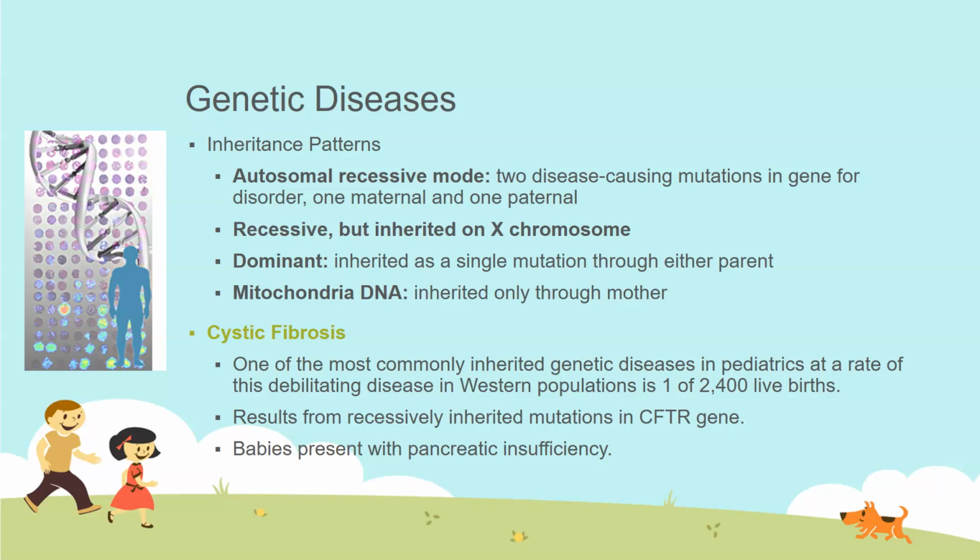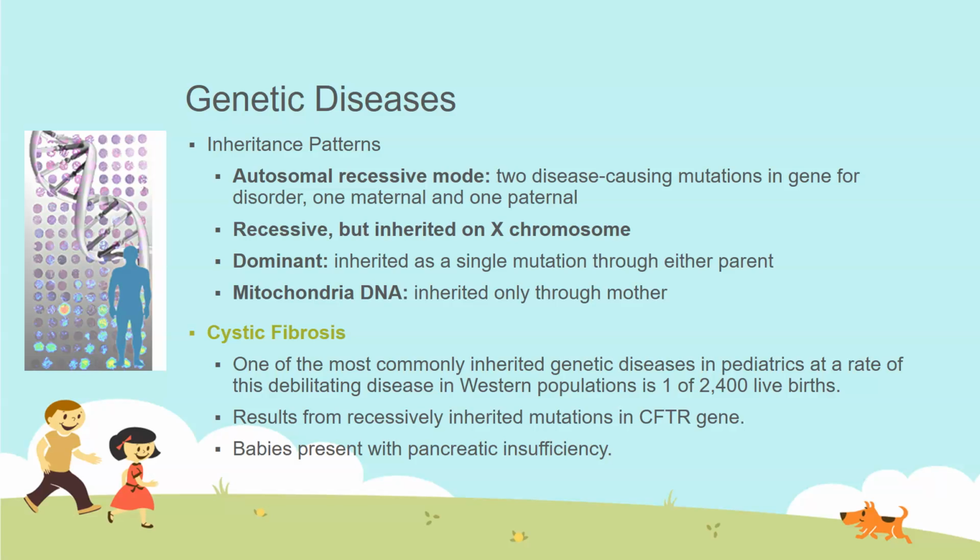And genetic diseases, so the inheritance patterns of genetic diseases: you have autosomal recessive mode. You have 2 disease-causing mutations in a gene for the disorder to occur, usually one maternal and one paternal. You have recessive but inherited on the X chromosome, so then you only need 1 copy. And then you have dominance, inherited as a single mutation through either parent, and you only need 1 copy to get the disease. And then some are passed through mitochondrial DNA, and they would be inherited only through the mother because the mitochondria come from the egg, right?